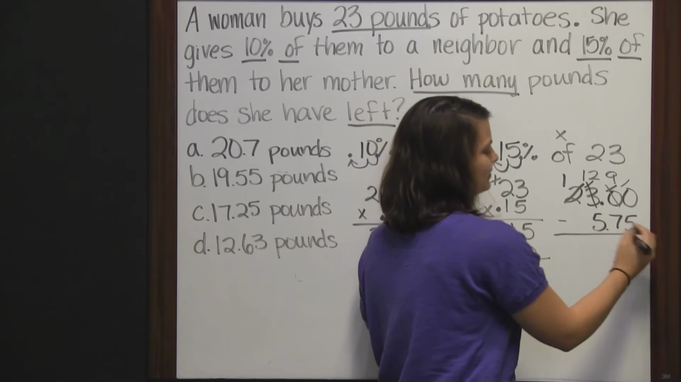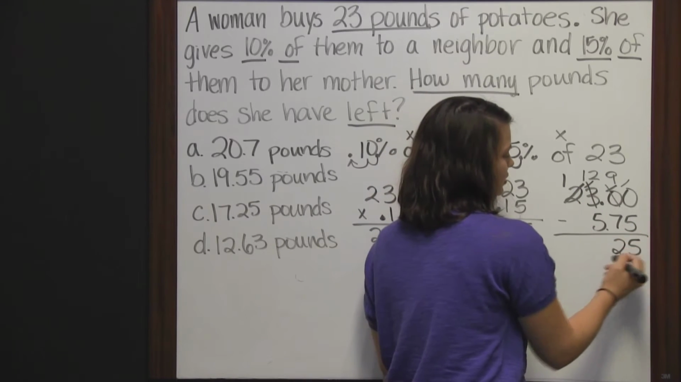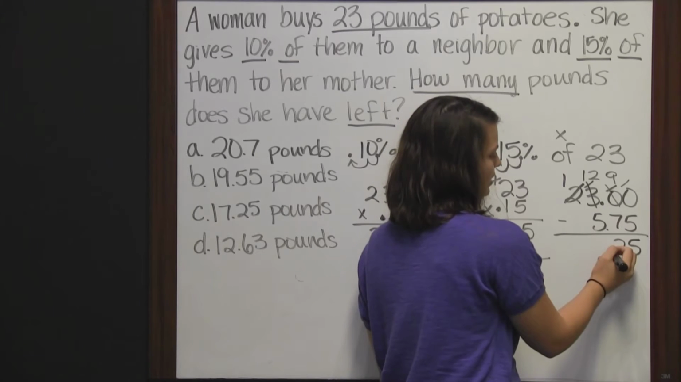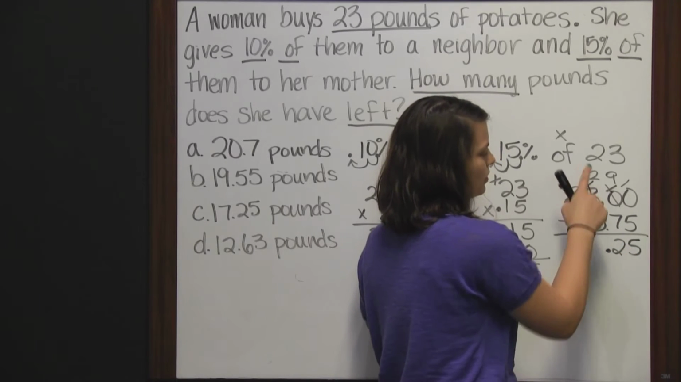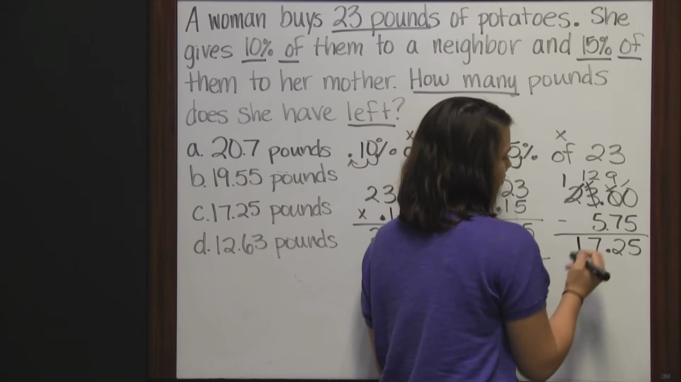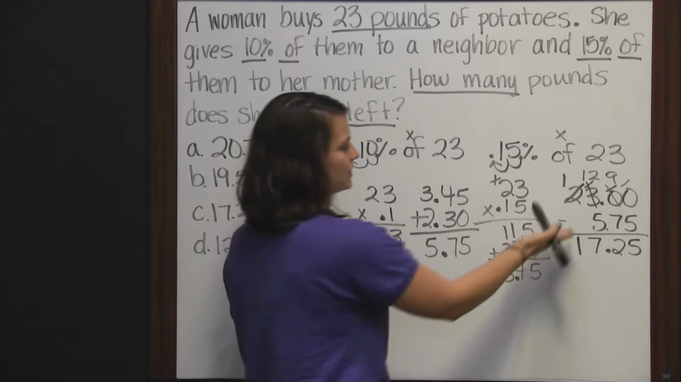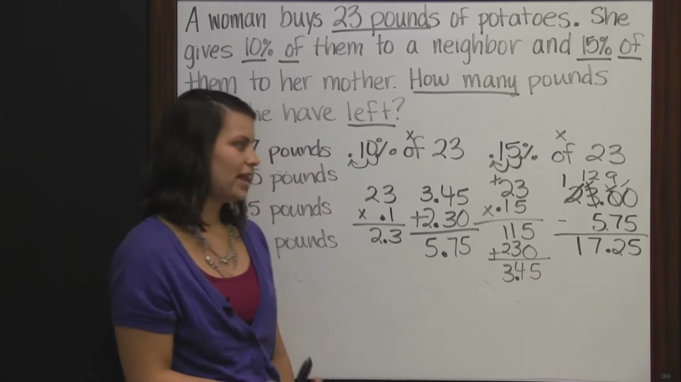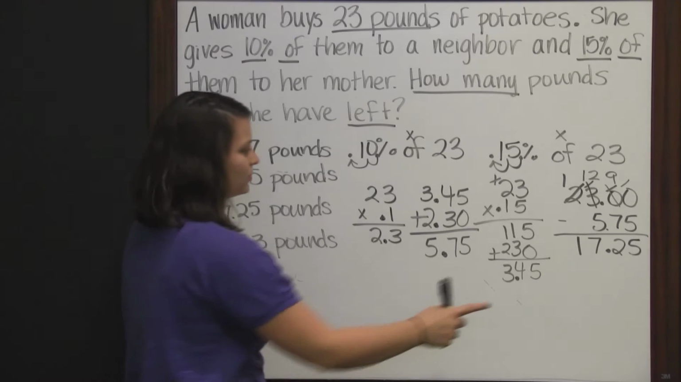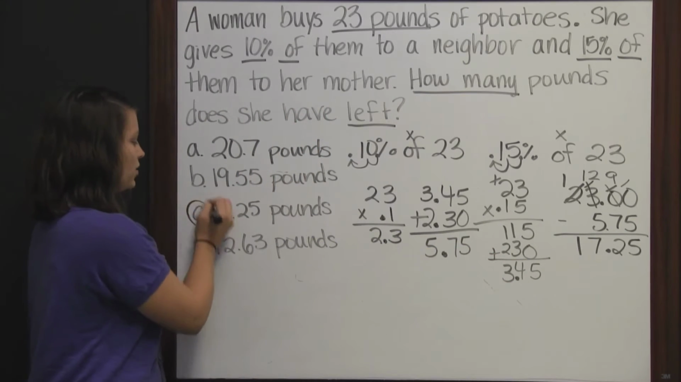So 10 minus 5 is 5. 9 minus 7 is 2. We bring that decimal down. 12 minus 5 is 7. And then we bring down the 1. So that means that after she gives away the 5 and 75 hundredths pounds to her neighbor and her mom, she's left with 17 and 25 hundredths pounds, which is answer choice C.